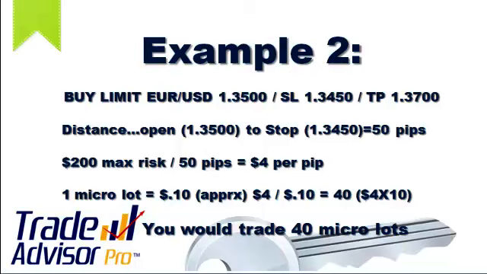So we are going to take our same $200 maximum risk, and now we're going to spread that between 50 pips. Okay? Which equals $4 per pip is what we're willing to risk. Again, 1 microlot is 10 cents. You take the $4 per pip, divide it into 10 cents, and what you get is 40. So in that trade, you're going to be able to trade 40 microlots.